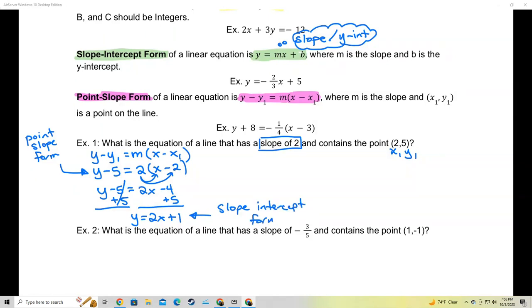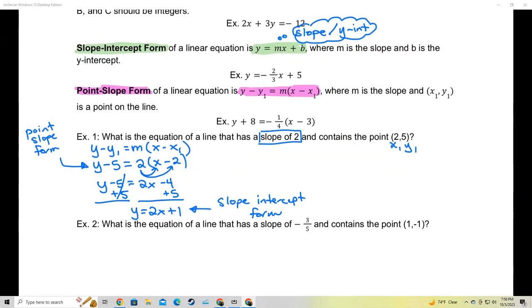So I was able to change something that was in point slope form, and I changed it to slope intercept form. Honestly, guys, if I were to graph y minus 5 equal to 2 times parentheses x minus 2, and I were to graph y equals 2x plus 1, they would be the exact same line. I'm just changing the way it looks, but I'm not changing what it is. Okay? All right, let's try the next one.